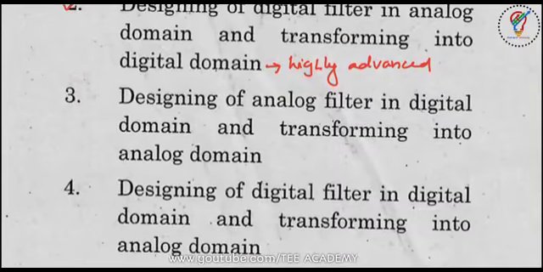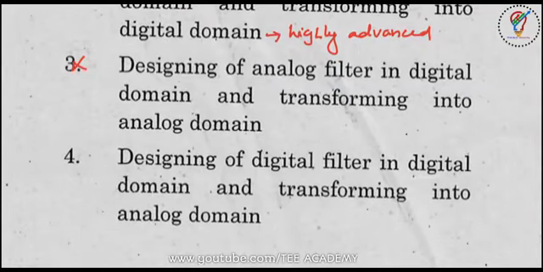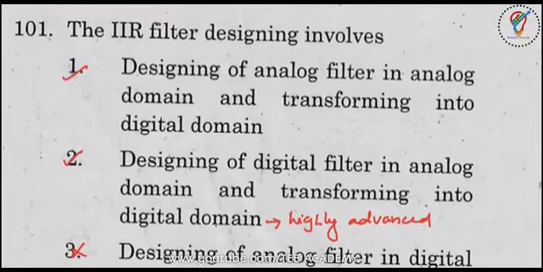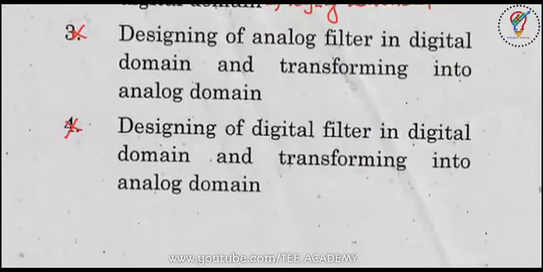Designing of the analog filter in digital domain and transforming into analog domain is a wrong option, and designing of the digital filter in digital domain and transforming into analog domain is also a wrong answer. So the correct answers for this question are designing of the analog filter in analog domain and transforming into digital domain, and designing of the digital filter in analog domain and transforming into digital domain. From the examination point of view, those who gave option 1 or 2 get equal marks, and 3, 4 are the wrong options here.